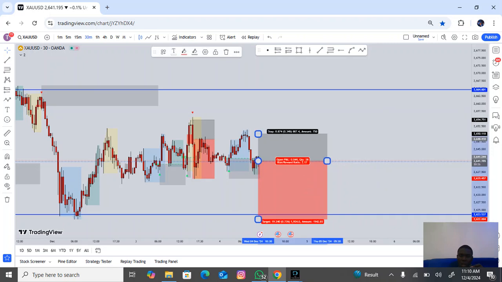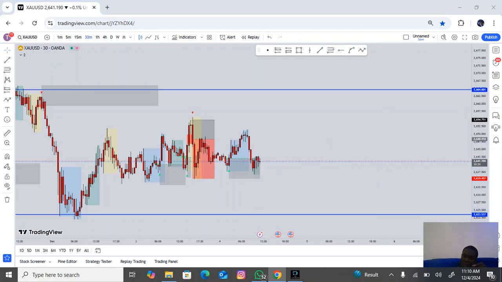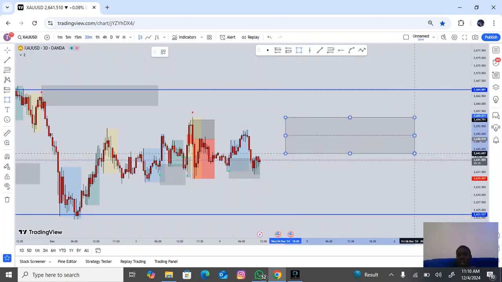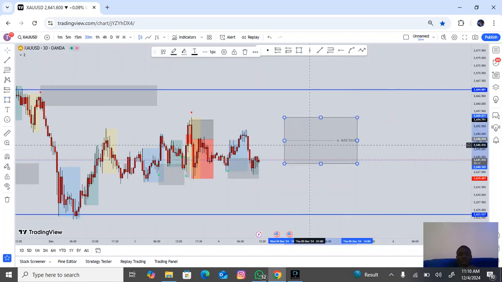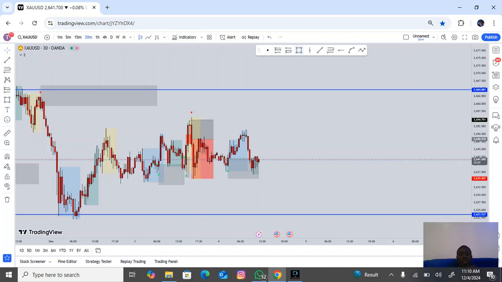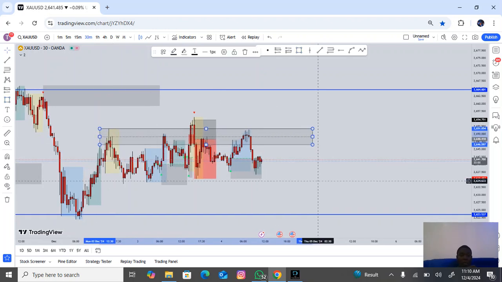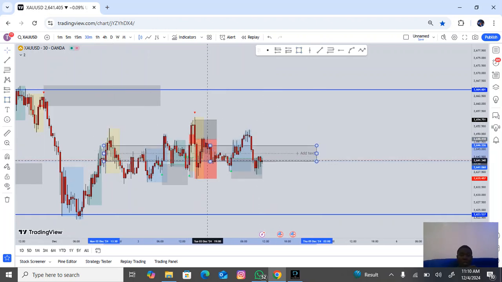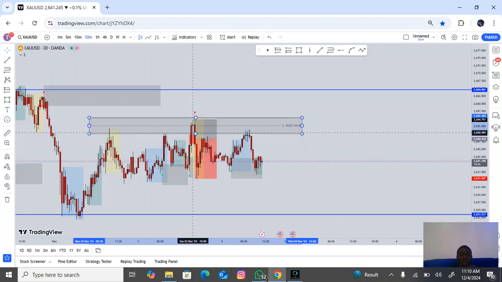I'm done with this position tool. Now let's head over to the rectangle tool. As you can see, this is the rectangle tool, just like a shape. You can use it to draw a square or a rectangle. So what's the use of this? You can use it for anything, depending on what you want to use it for. But it's used to draw zones like support and resistance zones, right?